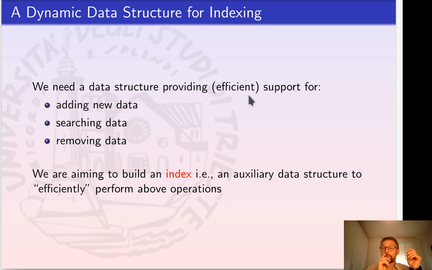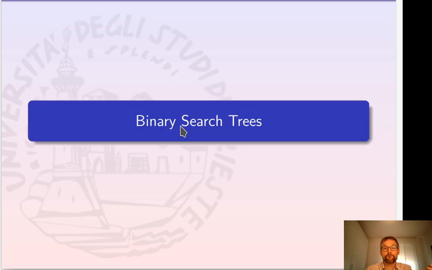The idea is to build something called an index. So what's an index? An index is an auxiliary data structure which is meant to perform efficiently all these three operations. Okay. Now, you are probably an expert on binary search trees because you saw them during the first part of this course. However, let me go through them from scratch, so we can understand what's going on, and we can figure out the complexity of binary search trees.